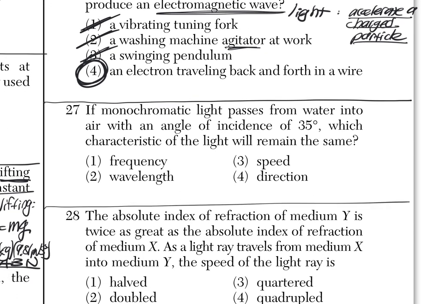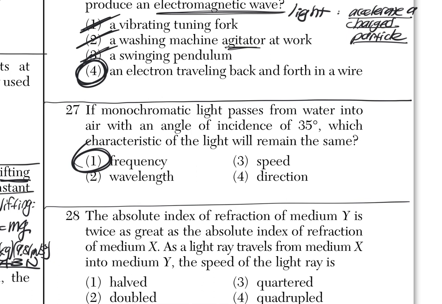27. So you have monochromatic light passing. Monochromatic means one color, by the way. Passing from water to air at an angle of incidence of 35 degrees. What will stay the same? And that's going to be frequency. The way they phrased that, you made it seem like it was going to be a Snell's law or refraction question, but it's not. And it says what stays the same, and that's the frequency.